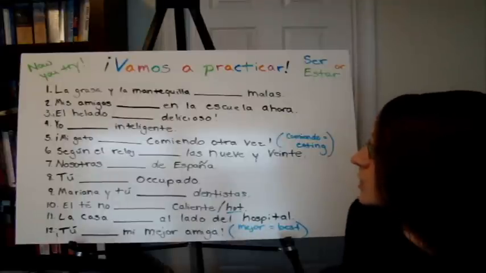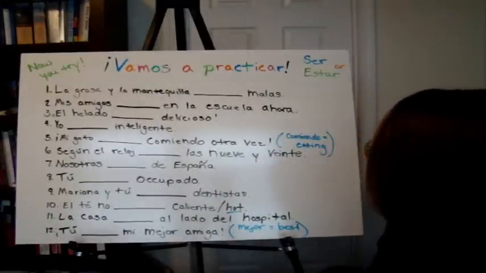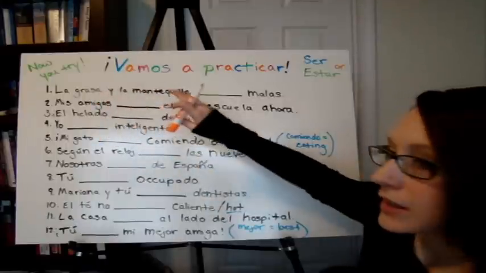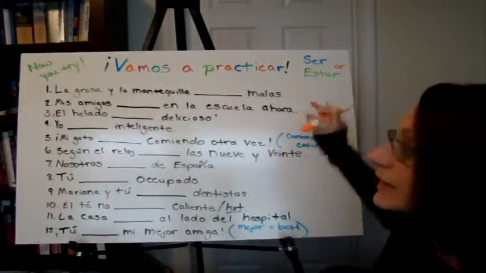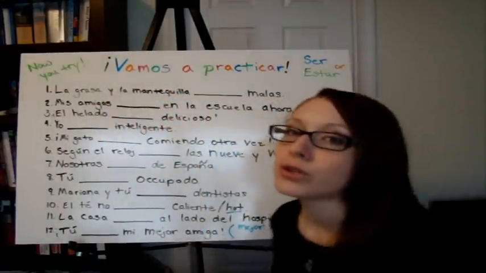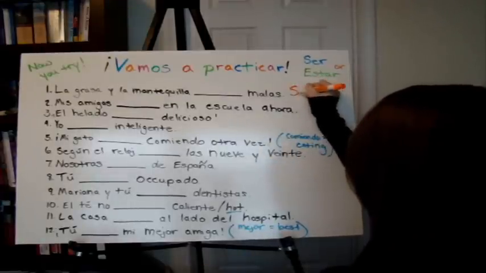Ok, ahora vamos a chequear las respuestas. Número 1, la grasa y la mantequilla. The fat and the butter, trying to say, are bad. Okay, that is a fact. Fat is not good for you, and neither is butter. So that is going to be the verb ser.